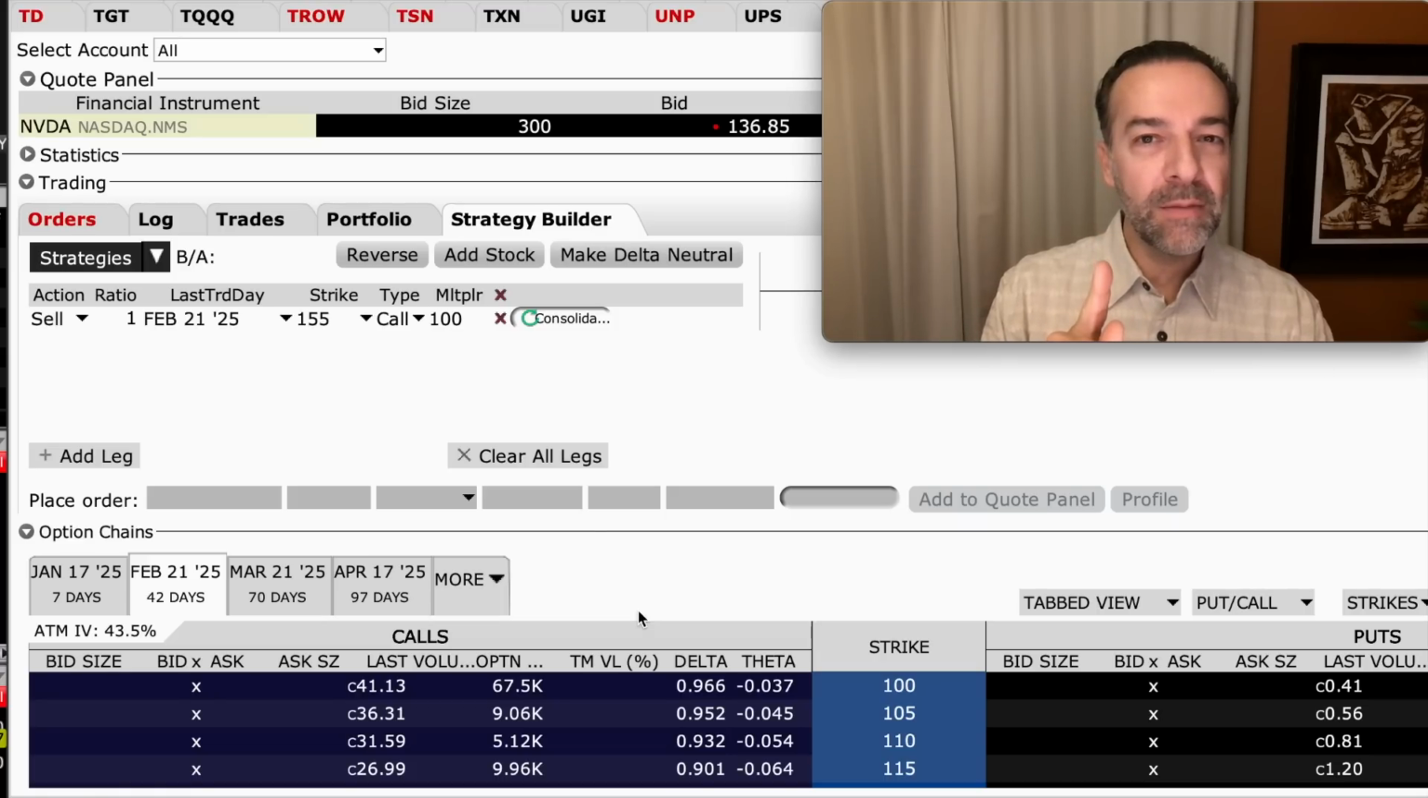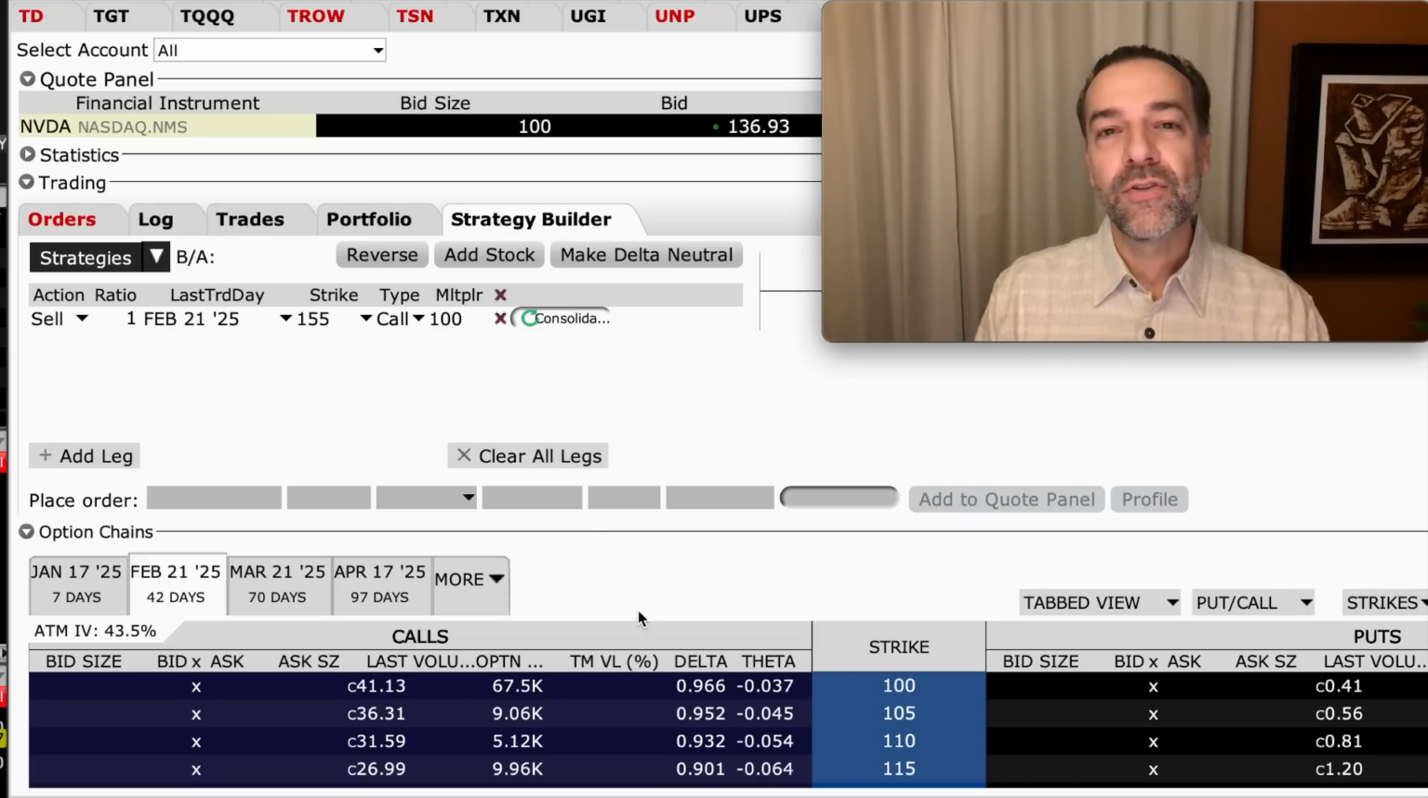I want to share with you one more little tip before I move on to my fifth strategy using options to take a position in Nvidia.